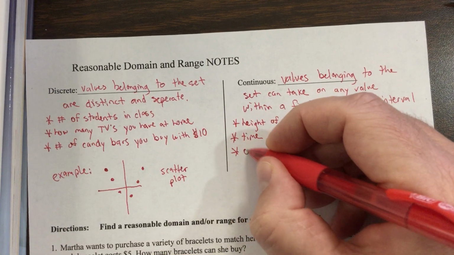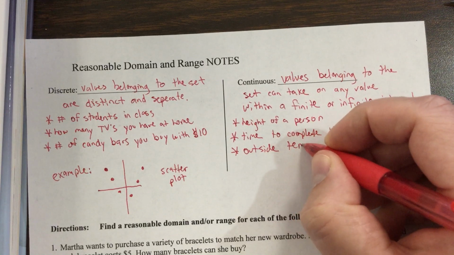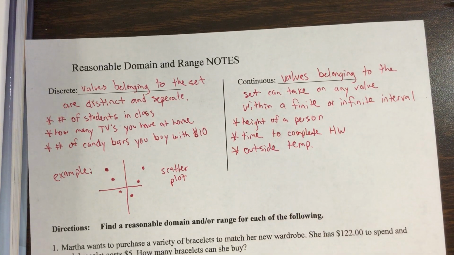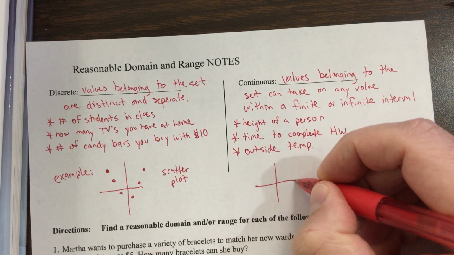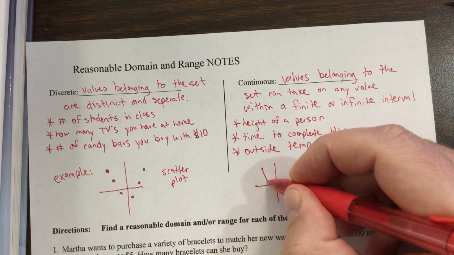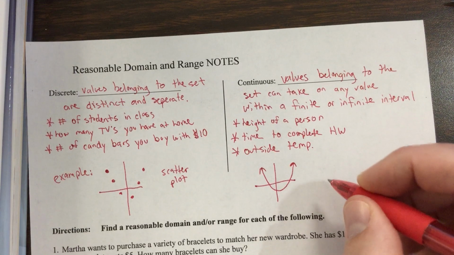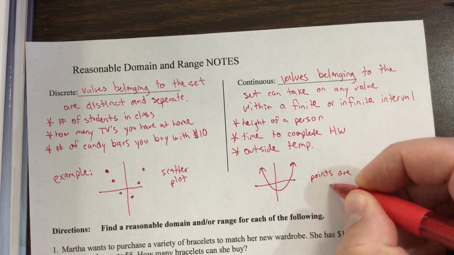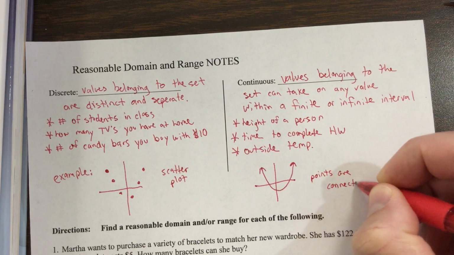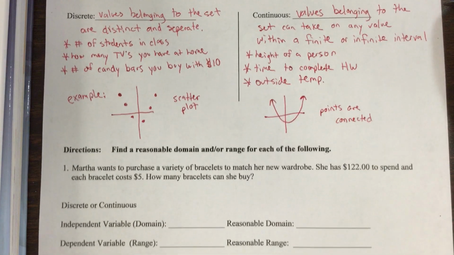I'll give you one more. The outside temperature. Right? It could be 90 degrees, 90.1, 90.1111 degrees. So those are examples. So what that looks like on a graph, just an example would be a continuous line as opposed to just different points. So the key here is points are connected. So that's discrete and continuous, the difference between the two.